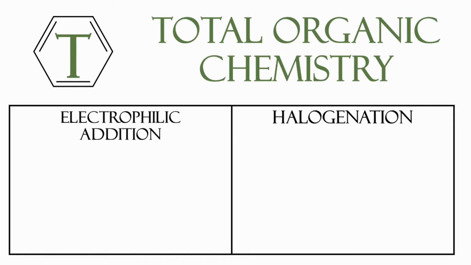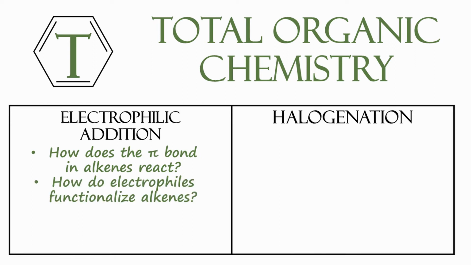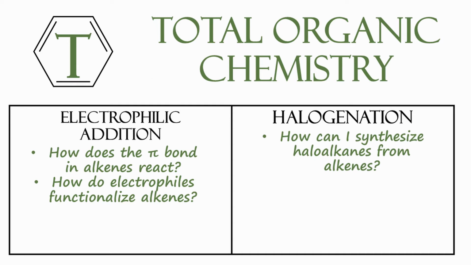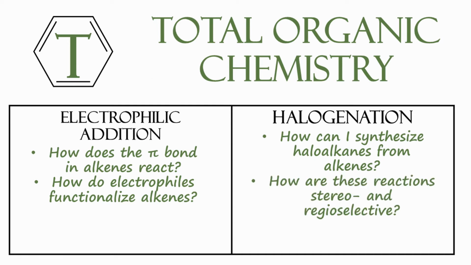This video, I will be discussing electrophilic additions to alkenes, as well as their halogenations. By the end of this video, the questions that you should be able to answer are: how does the pi bond in alkenes react? How do electrophiles functionalize alkenes? How can I synthesize haloalkanes from alkenes? And how are these reactions stereo and regioselective?